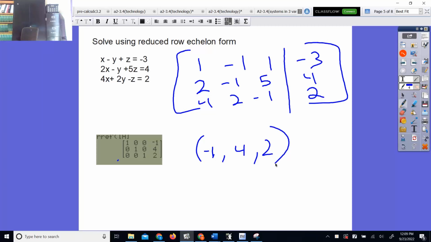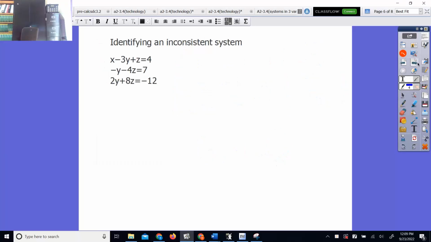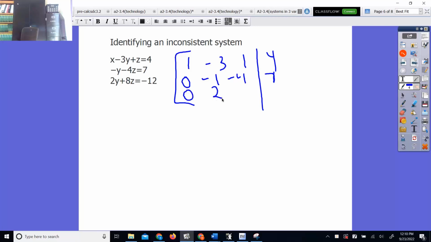I only got like 5 minutes to talk about the last 2 slides. So I'm going to have to kind of assume you're going to play along with me and have an idea what to do. Augmented matrix is 1, -3, 1, 4, 0, because there's no X, -1, -4, 7, 0, 2, 8, -12. That's what she is.